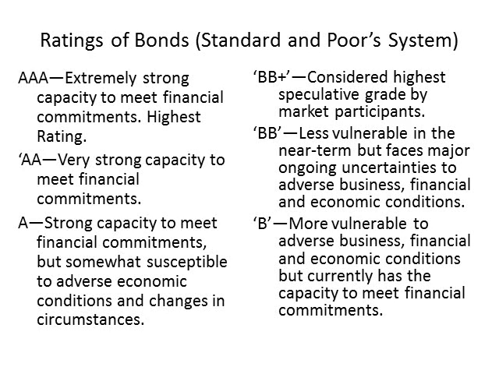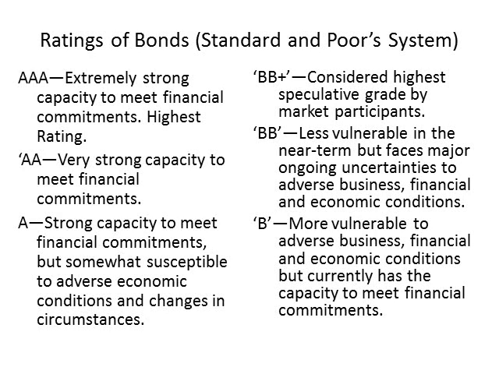The slide outlines Standard & Poor's rating system. A AAA rating means extremely strong capacity to meet financial commitments. It's the highest rating. AA is very strong with capacity to meet commitments. A is strong capacity to meet financial requirements, but somewhat susceptible to adverse economic conditions and changes in circumstances. BBB is considered the lowest investment grade by market participants. BB, less vulnerable in the near term but faces major ongoing uncertainties to adverse business and social conditions.